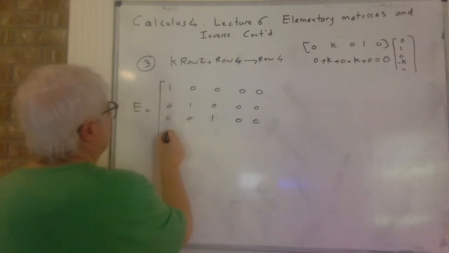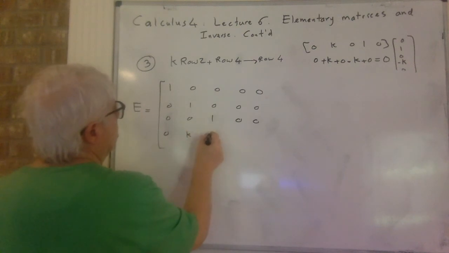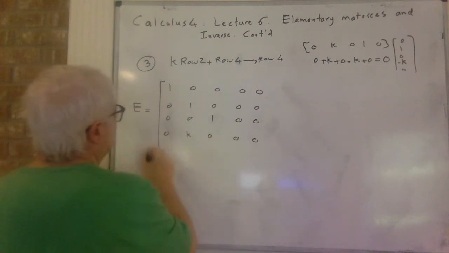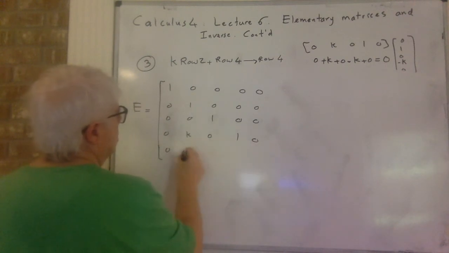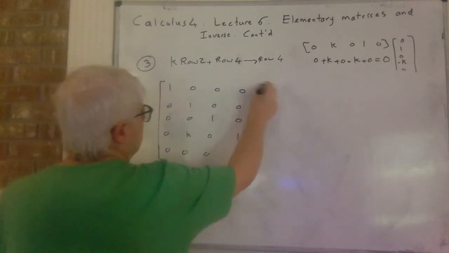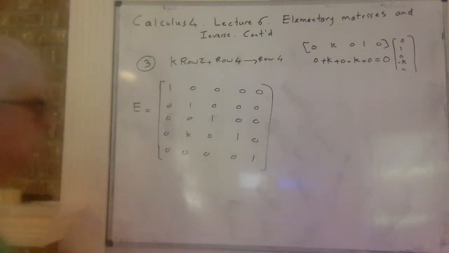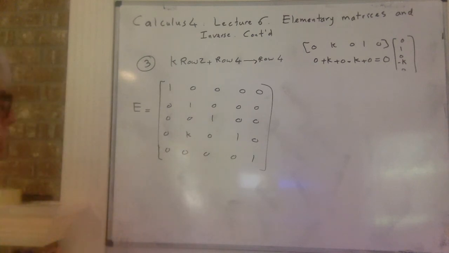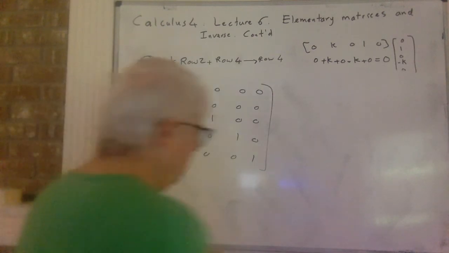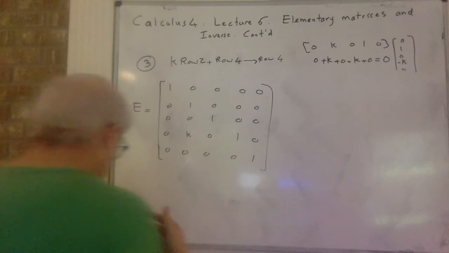0, then I have 0, k, 0, 0, 0, and 0, 0, 0, 0, 1. Okay? So let me apply this to a 5 by 5 matrix. And I am not going to use numbers, I will use a_ij's. And there's a reason I use a_ij.